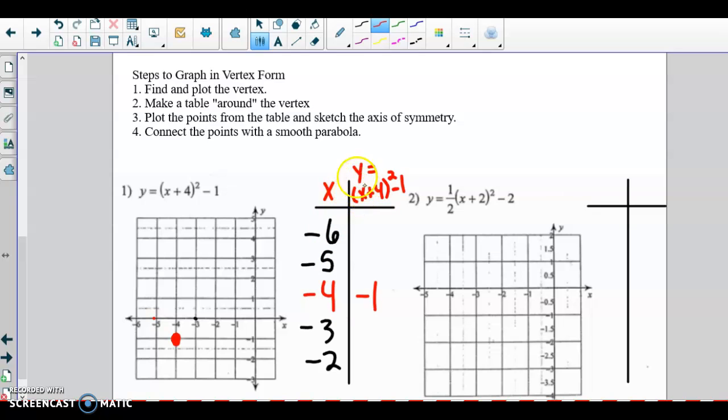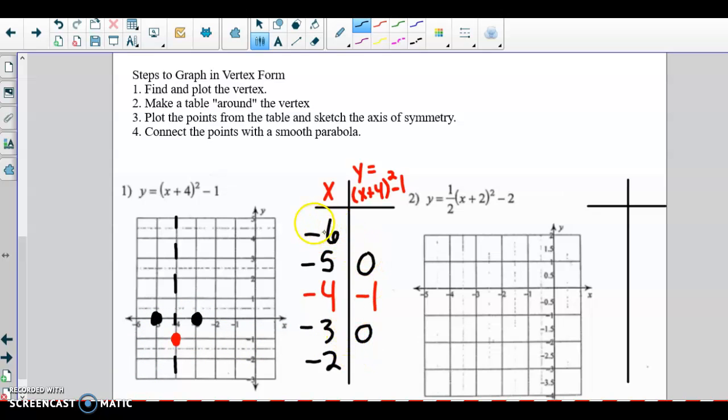So if I plug a negative 5 in for x, I'm going to do negative 5 plus 4 because that's parentheses. That's negative 1. Negative 1 squared is 1. 1 minus 1 is 0. So negative 5, 0 on this graph. Now think about what we know about symmetry. This graph is going to be symmetric around this vertex. So if there's a point at negative 5, 0, there's got to be a point at negative 3, 0.